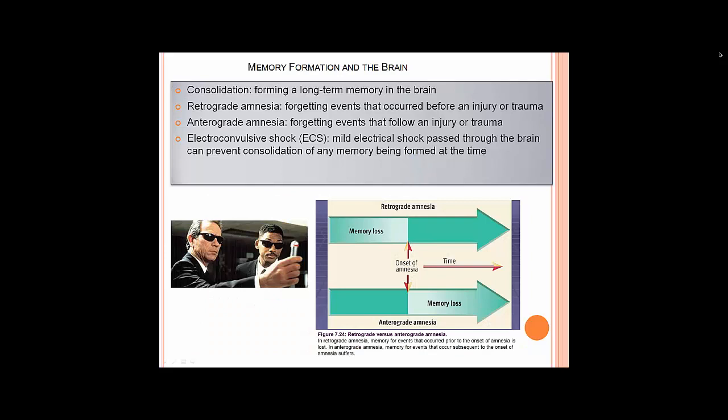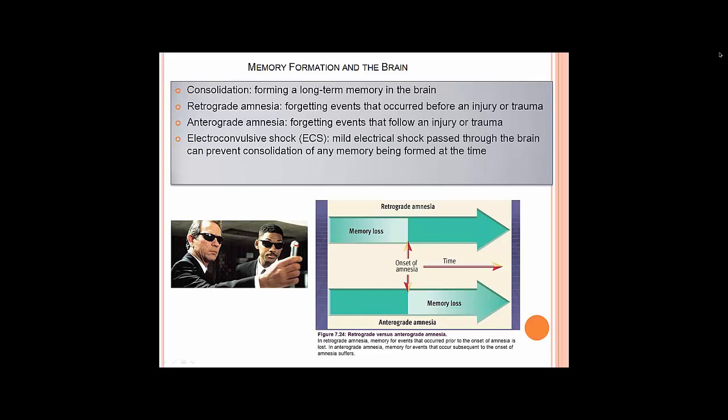Okay, how do we form memories? How does the brain do that? How does it work? We've got to learn new terms here. Consolidation is the forming of a long-term memory in the brain. That is the technical term for it. The long-term memory is now, boom, it's there. What's that called? It's called consolidation.